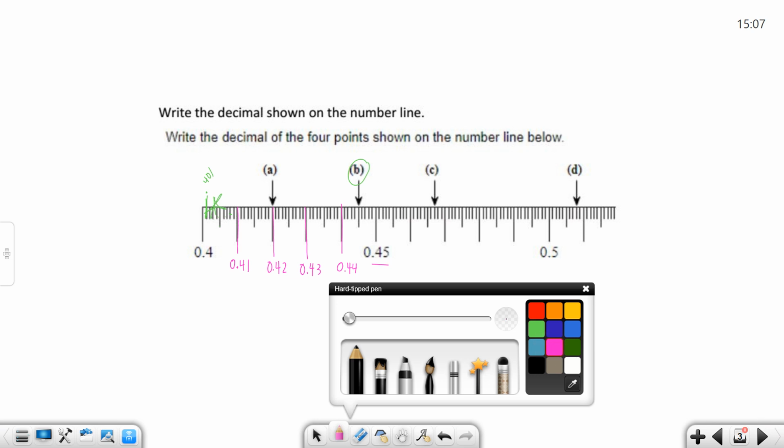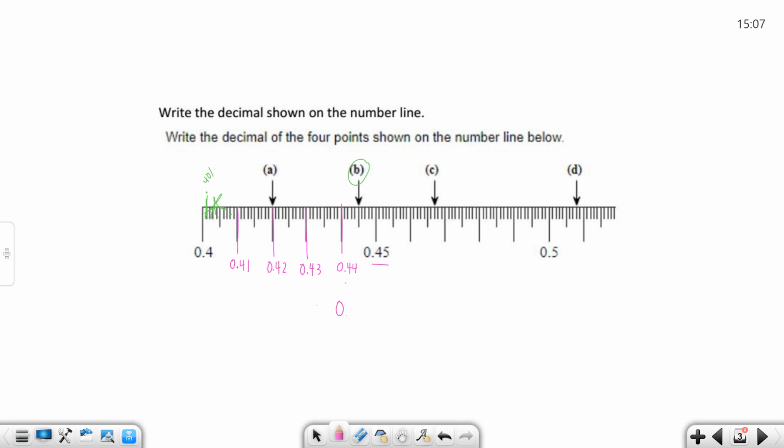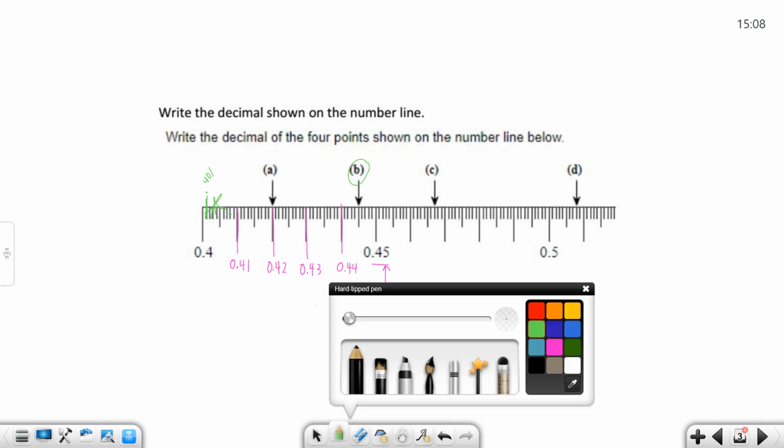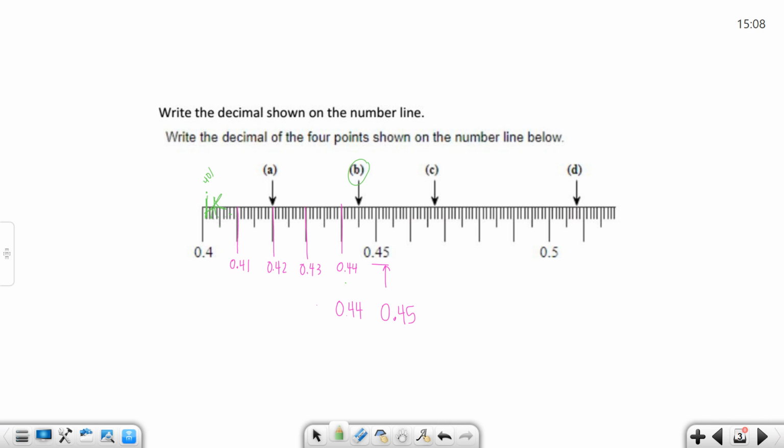So we start with 0.44, and it goes here to 0.45. So my green number, my B number, has to be in between here. So all you're going to do is say, hey, this is 0.44. 0.441, 0.442, 0.443, 0.444, 0.445. So this one would be 0.445. You start counting up in the hundredths column.